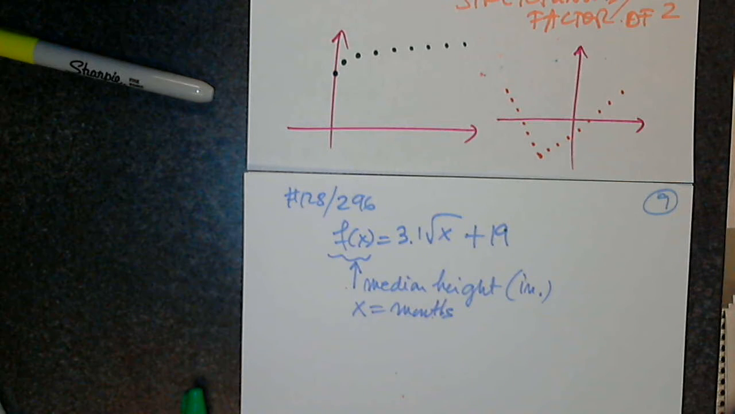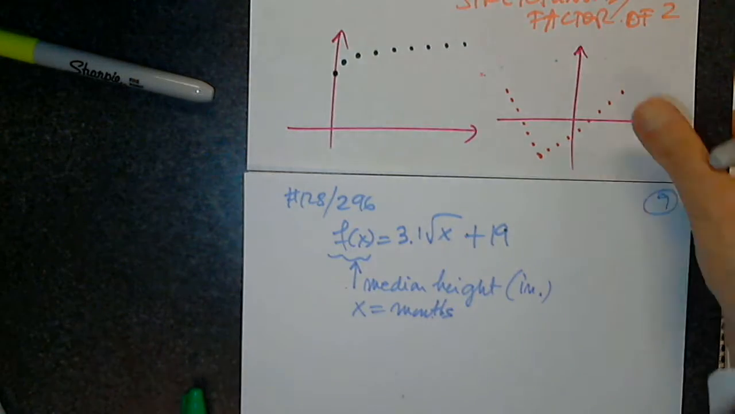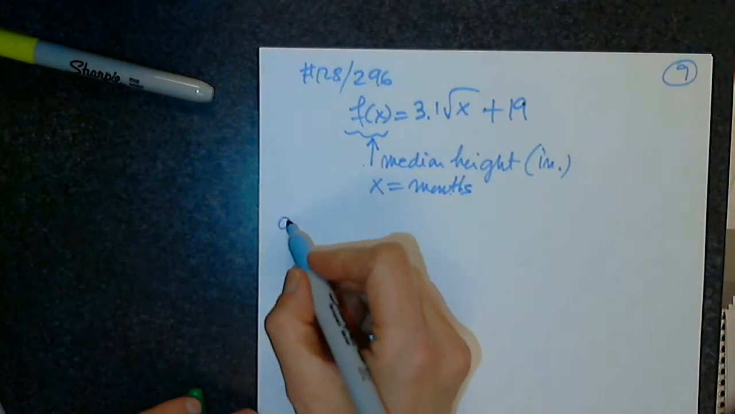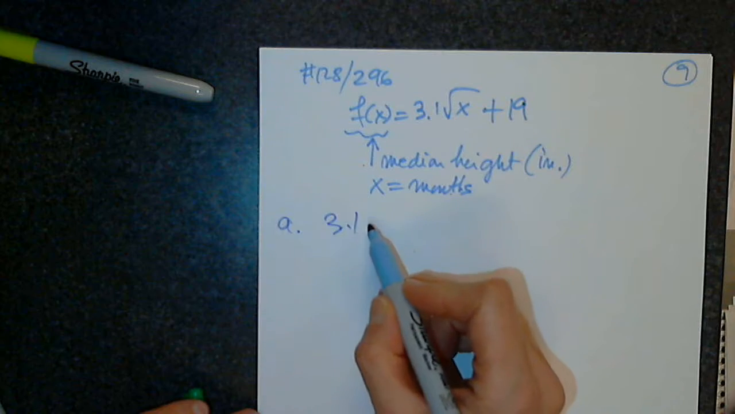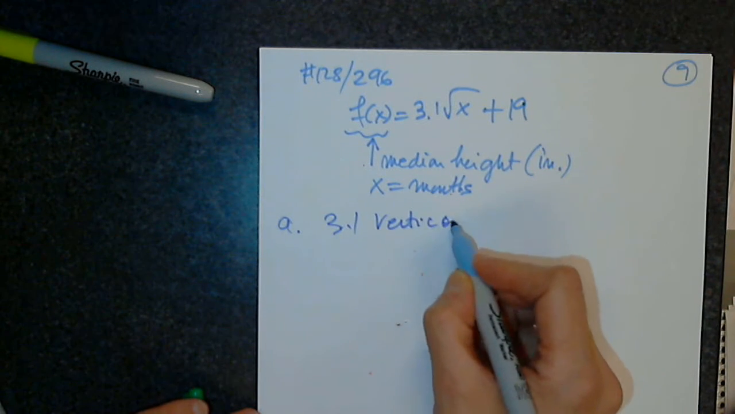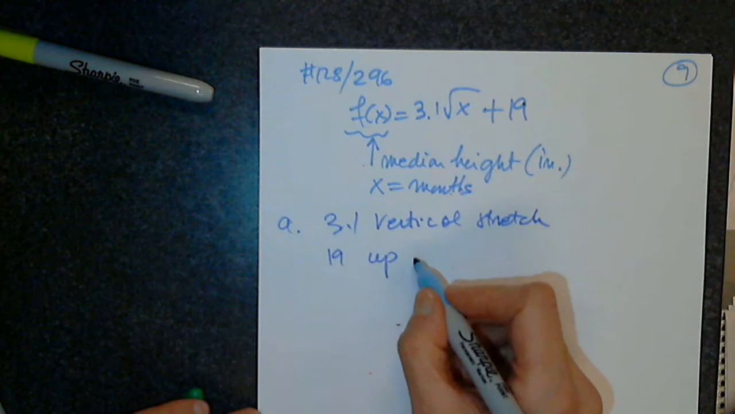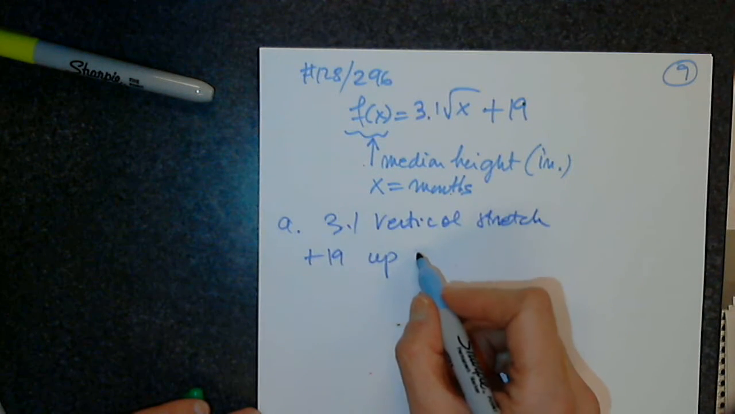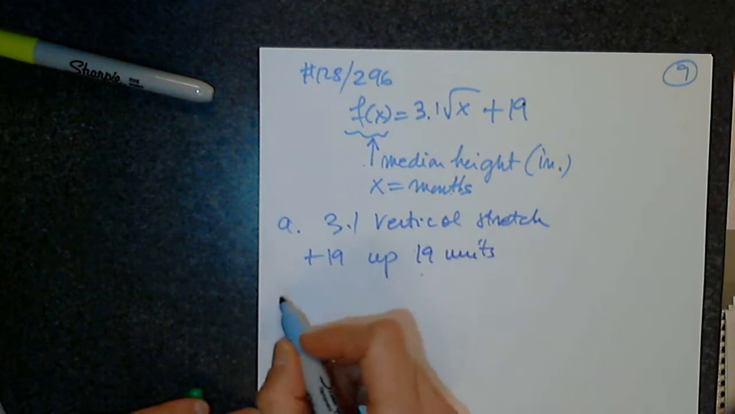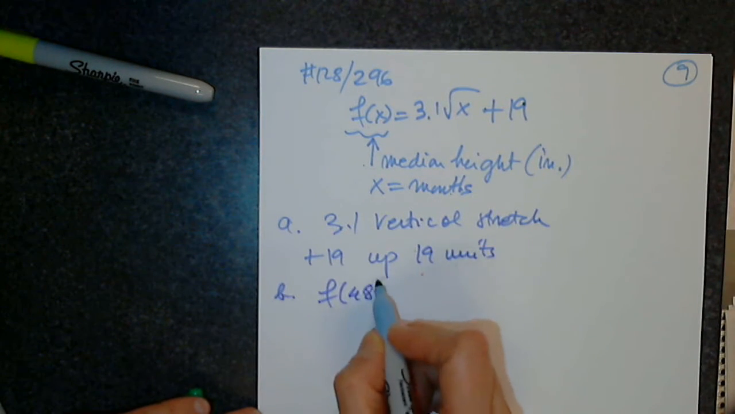Part B. According to the model, what is the median height of girls who are 48 months, or 4 years, old? How do I determine? That's it. So in part A, I'm going to say 3.1 vertical stretch, then up 19 units. So B, f of 48.